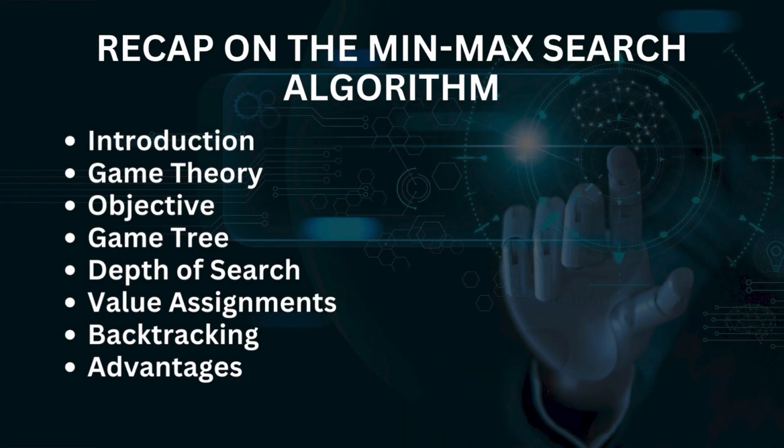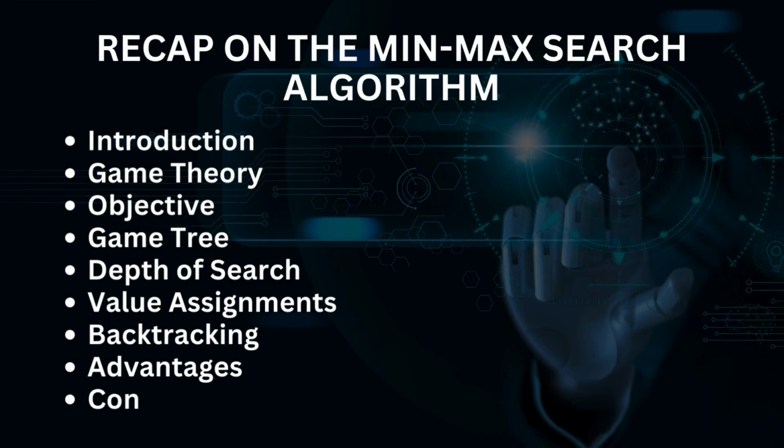And we covered pruning. It introduced the concept of alpha beta pruning, a technique to eliminate branches in the game tree that are guaranteed to be suboptimal. This pruning significantly reduces the search space, making the algorithm more efficient. The lecture also mentioned that the min-max algorithm isn't limited to games, but has broader applications in fields like artificial intelligence, economics and decision making.